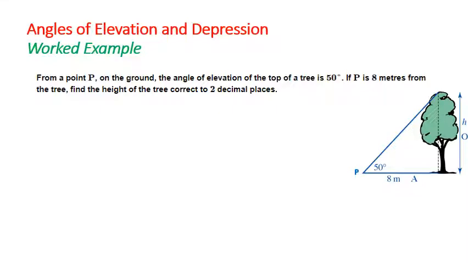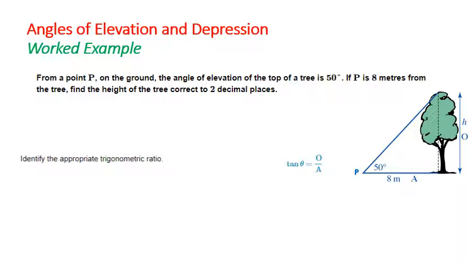Now you can see there the letters O and A, they've been marked in because it's already been considered as a right angle triangle, and relative to that angle 50 degrees, we know that the length 8 is our adjacent because it's the adjacent side, and our length that we want, labeled by the letter H, is our opposite because it sits opposite to the angle 50 degrees.